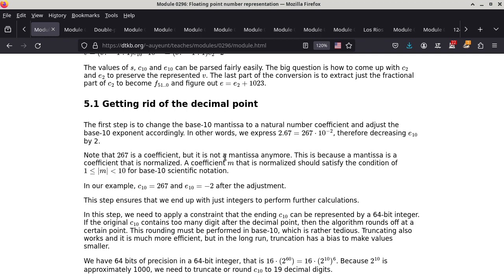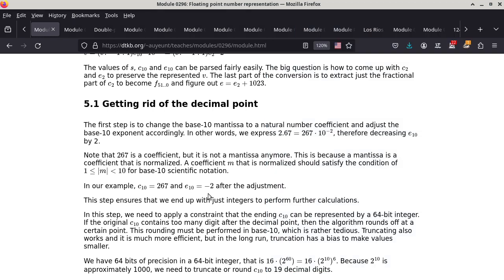Well, it's not too hard. What I'm going to do is use the C10, which is the coefficient in base 10, to represent exactly 267. Then I'm going to use negative 2 to express the exponent of 10, so that in the end I'm still representing the same value of 2.67. It just doesn't look like 2.67. Let me use my tablet to explain this, because I think some people may not be fully understanding what I mean, since I need everything to be in integer type in the program.